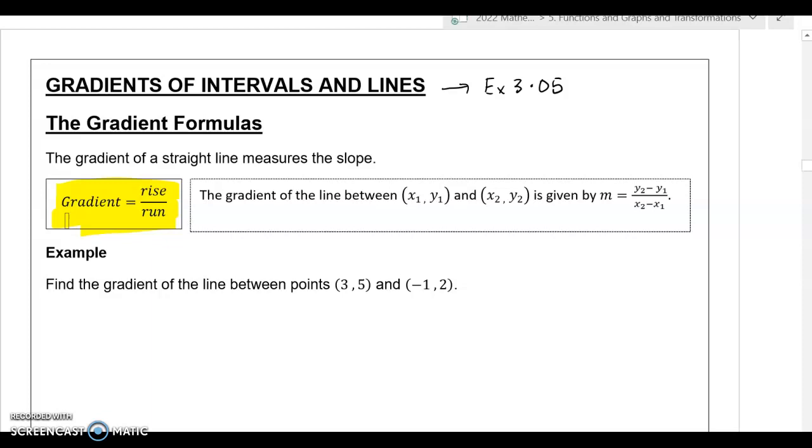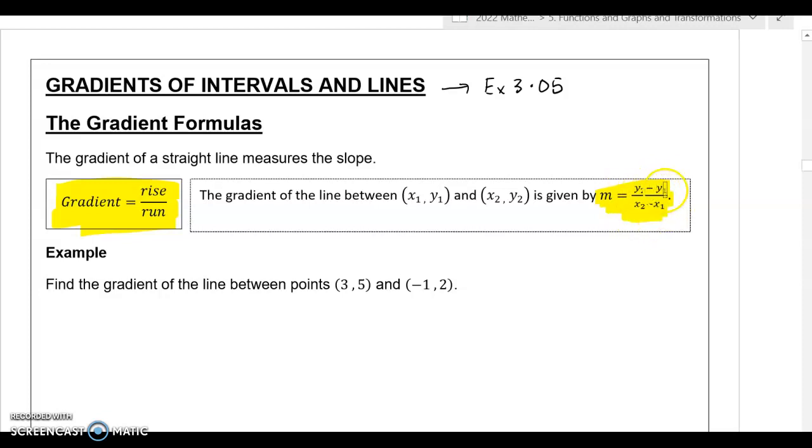The other one is a gradient between 2 points. So if the gradient of the line between these 2 points, x1, y1, and x2, y2, is given by m, remembering m is the letter that stands for gradient. It's not g. G is gravity in maths and science. We use m for gradient. So when we've got 2 points given to us, it's still our rise over our run.